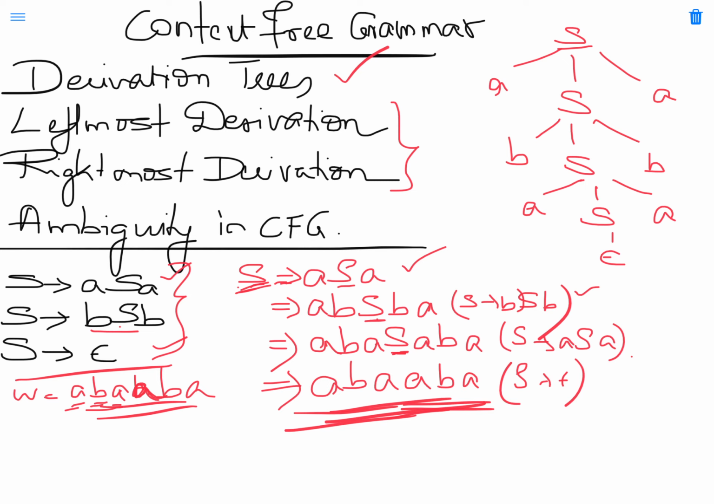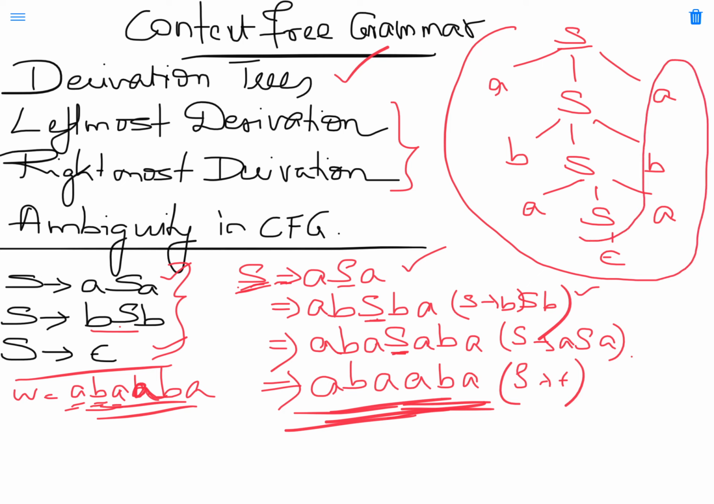So this shows the tree where the leaves denote the string, and the internal nodes are the non-terminals. The leaf nodes will be taken as the string, and the other nodes will be taken as non-terminals. This is called a derivation tree.